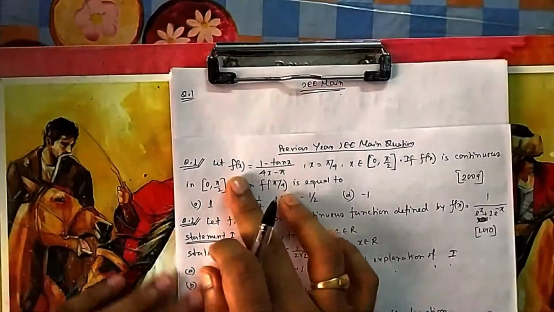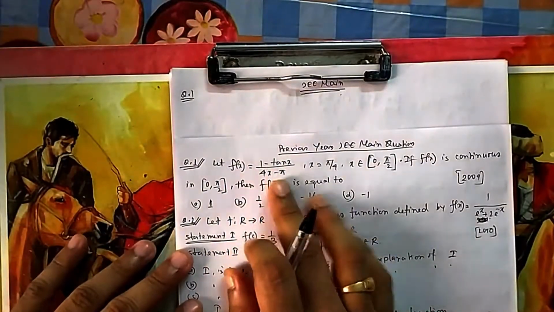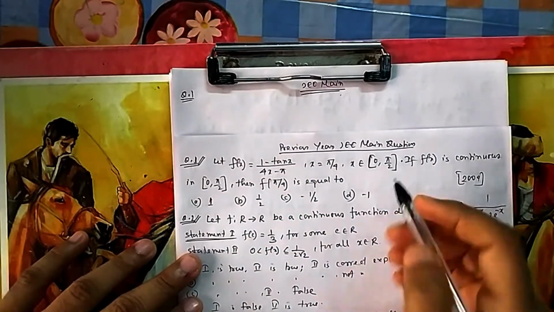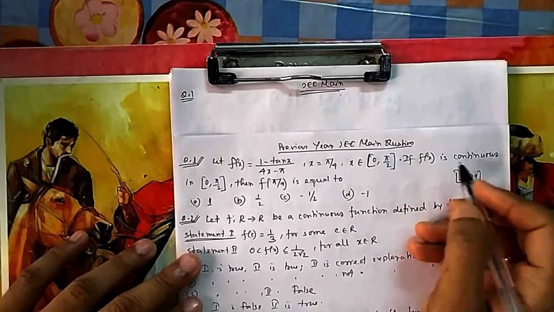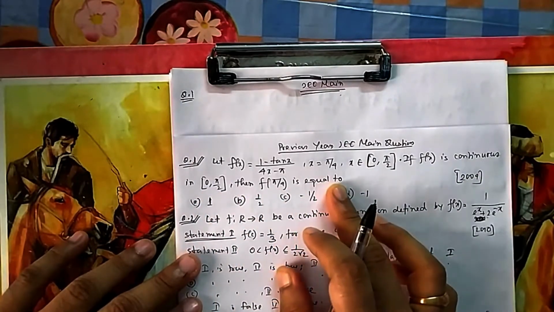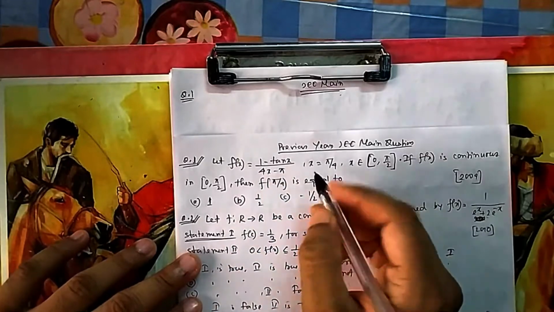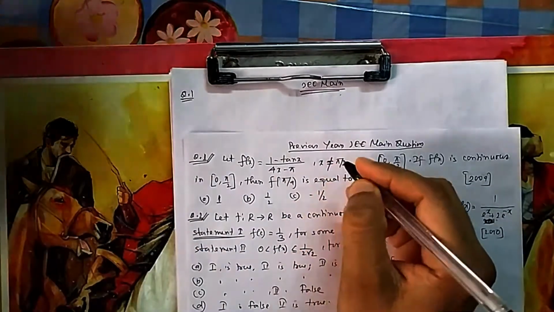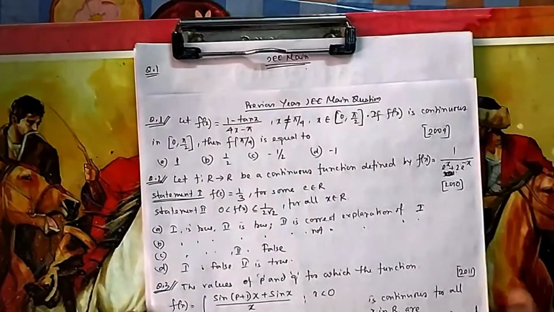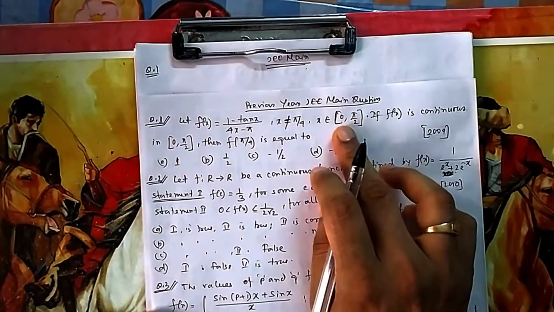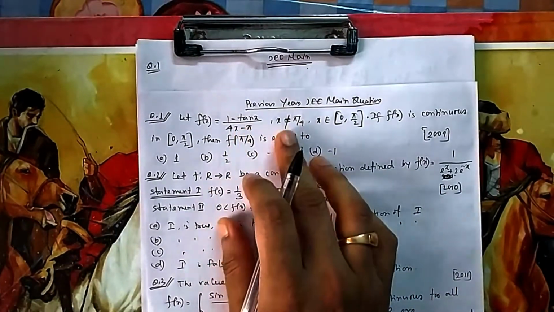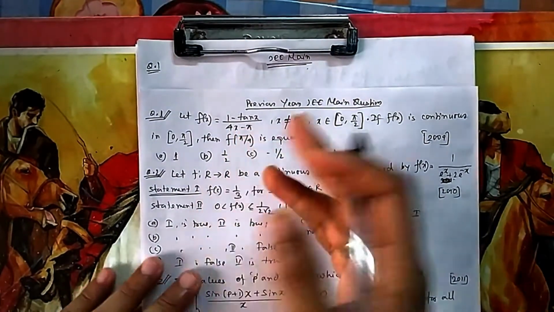So in question number 1, f(x) is equal to (1 - tan x) by this expression, at x not equal to pi by 4, and x belongs to [0, pi by 2]. If f(x) is continuous in [0, pi by 2], then f(pi by 4) is equal to? Okay, if it is continuous, that means at pi by 4 it is not defined, so it is a removable discontinuity. We can remove this discontinuity.